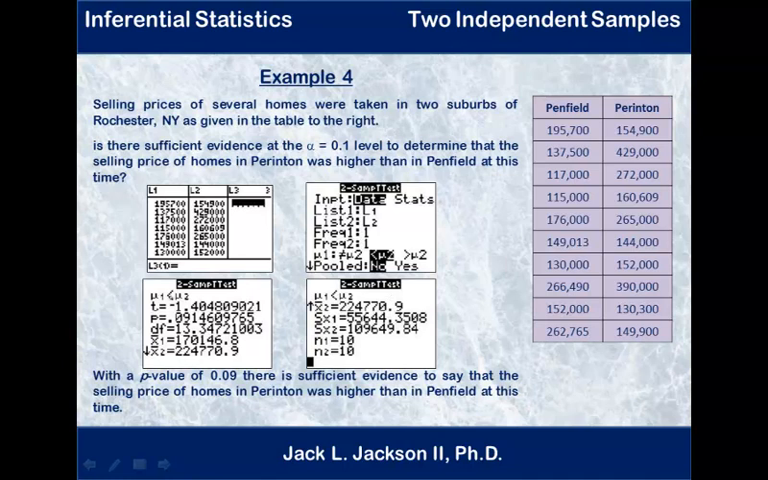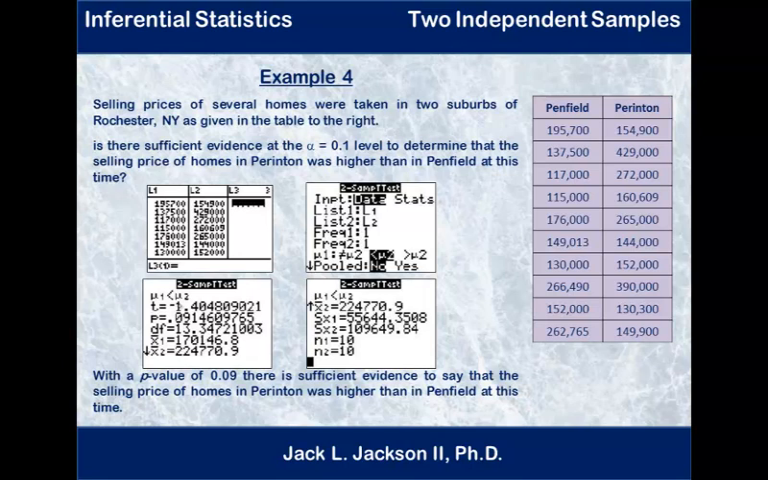So we're testing the alternative hypothesis of mu1 less than mu2. The null hypothesis is that the means are the same. We get a t-value of -1.4 and a p-value of 0.09. What's our alpha level? 0.1. P is less than alpha.